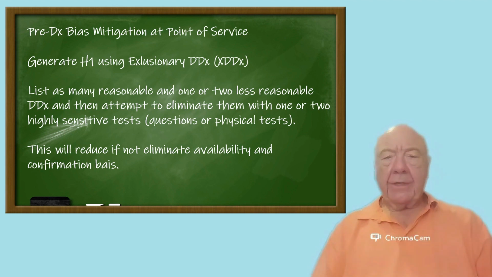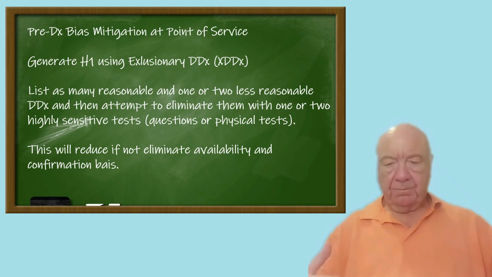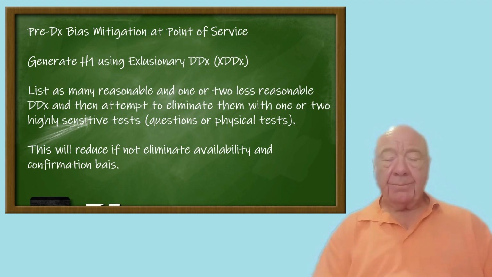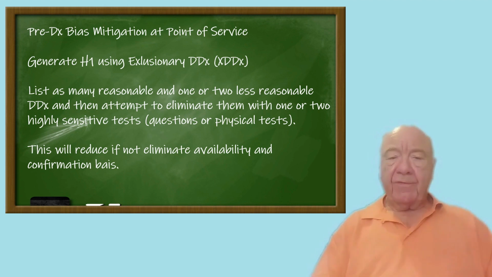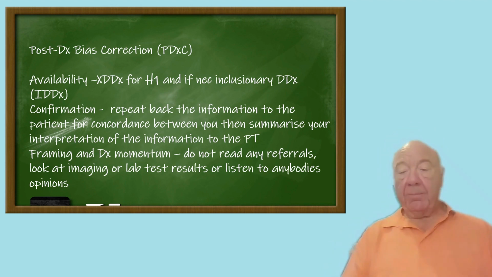Okay, we're going to look at bias mitigation at the point of service during the diagnostic and treatment session. And mitigation occurs before the diagnosis, and correction occurs after the diagnosis is made. Most of this will be about correction of the bias error. So for mitigation, one of the best ways you can do this is so bias correction occurs after the diagnosis has been made. Don't do it before. In fact, you can't do it before. You've got to do it afterwards.